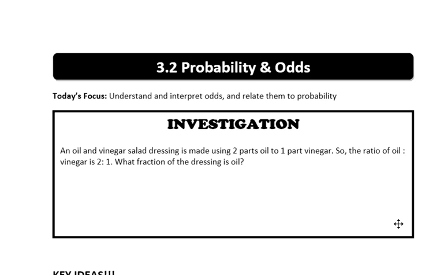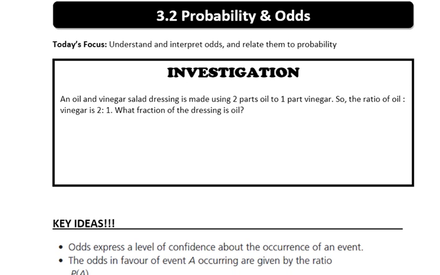Okay, so our goal today is to understand and interpret odds and relate them to probability. So for example, let's start with oil and vinegar salad dressing, which is made using 2 parts oil to 1 part vinegar. So the ratio is 2 to 1. Okay? So what fraction of the dressing is oil?